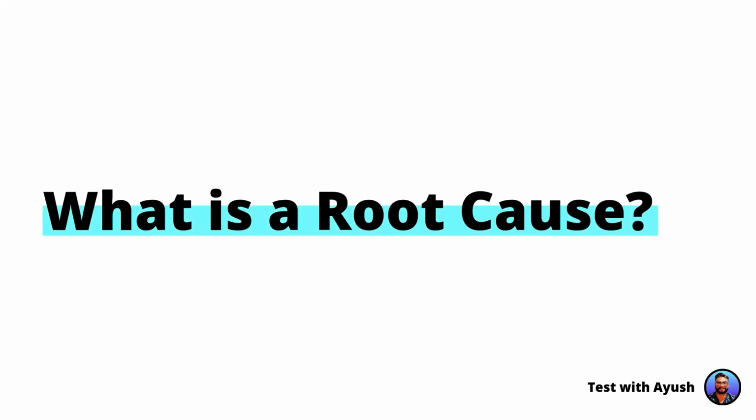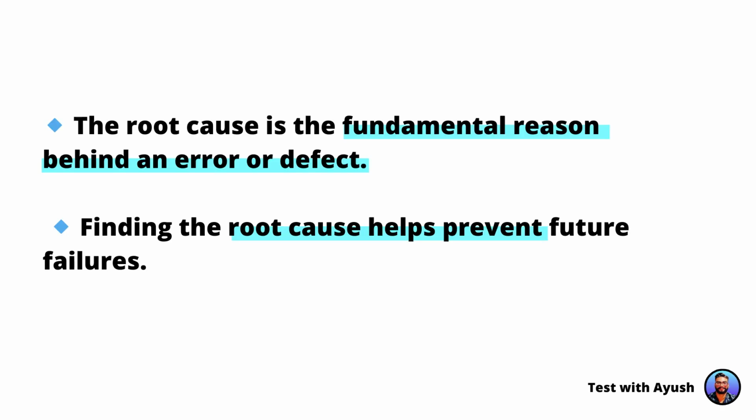What is a root cause? Now, why do the errors, defects, and failures happen? Let's talk about the root cause. The root cause is the fundamental reason behind an error or defect. Finding the root cause helps prevent future failures. A real life example: if your cake recipe had a typo, say 10 cups of sugar instead of 1, the root cause could be that you copied it from the wrong website. Fixing that mistake prevents future cake disasters.